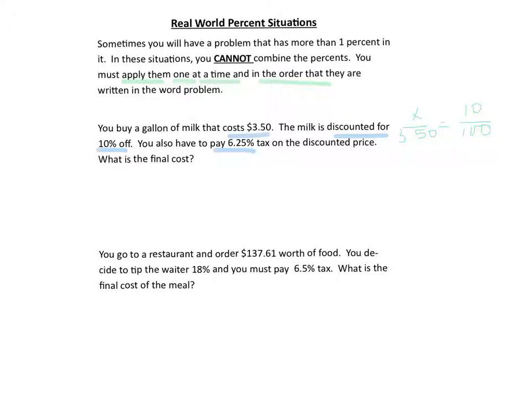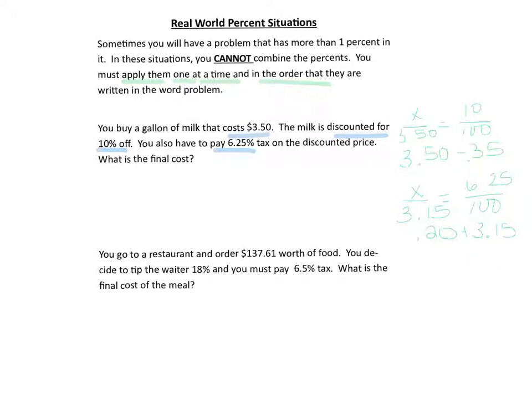And when you do 10% of the $3.50, you get 0.35, which will have to be subtracted from 3.50. Then when you go to deal with the 6.25, that's got to come off of the $3.15. And when you deal with that, you get approximately 20 cents, which are then added to the 3.15.